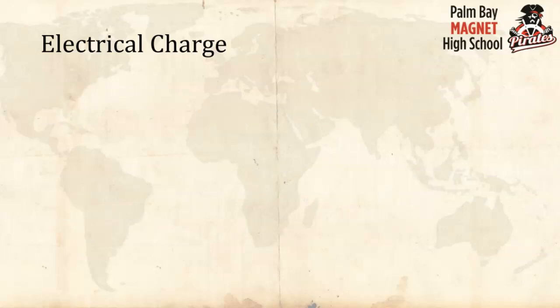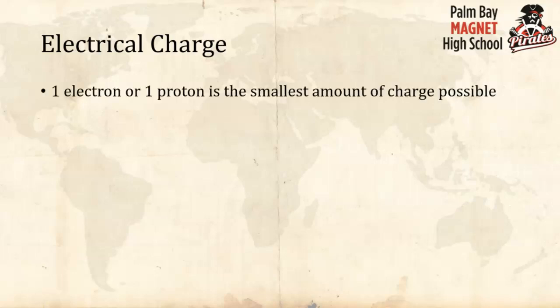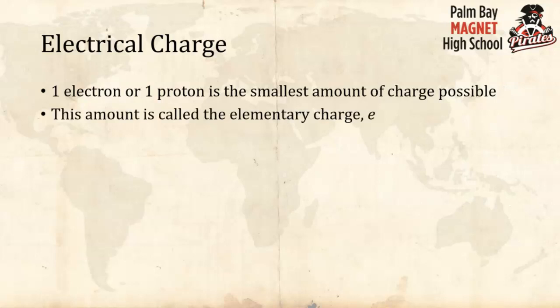And when we're dealing with just atoms or really small things, it seems silly to measure in such a big unit. Considering that 1 electron or 1 proton is the smallest amount of charge possible, because electrons and protons are what give things charge, we measure that in what we call an elementary charge, where that same number I gave you before, 1 elementary charge is 1.602 times 10 to the negative 19 coulombs.